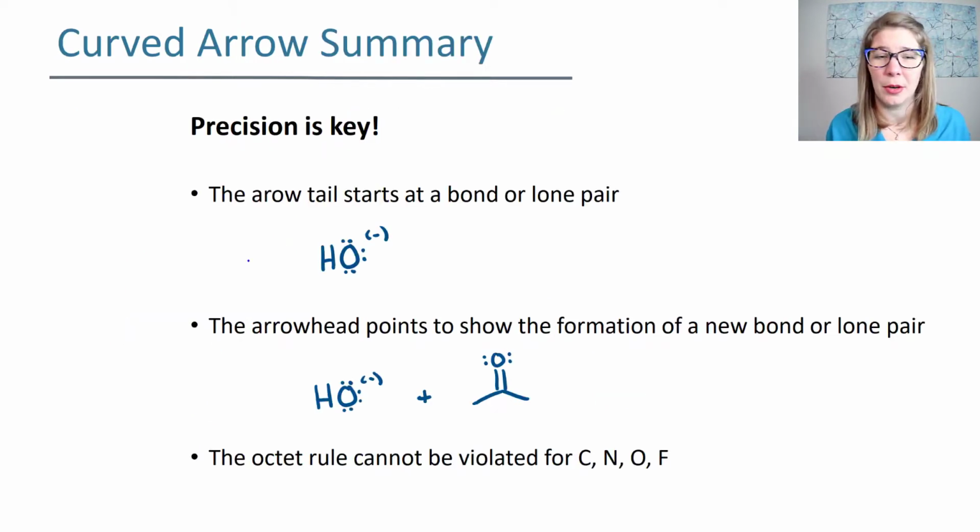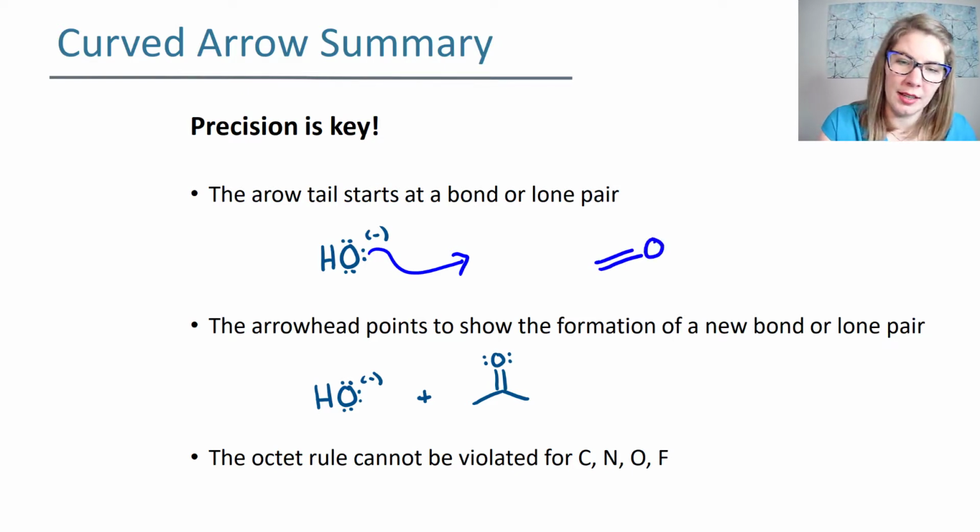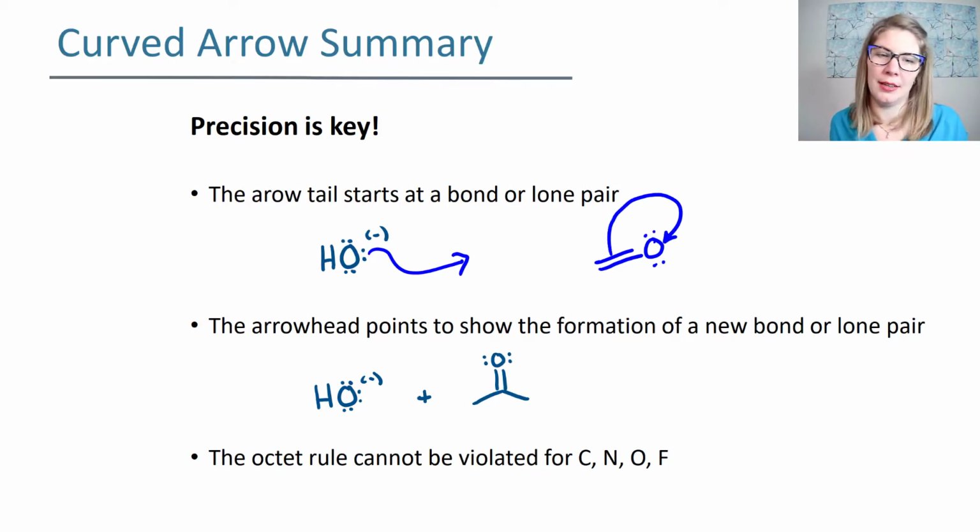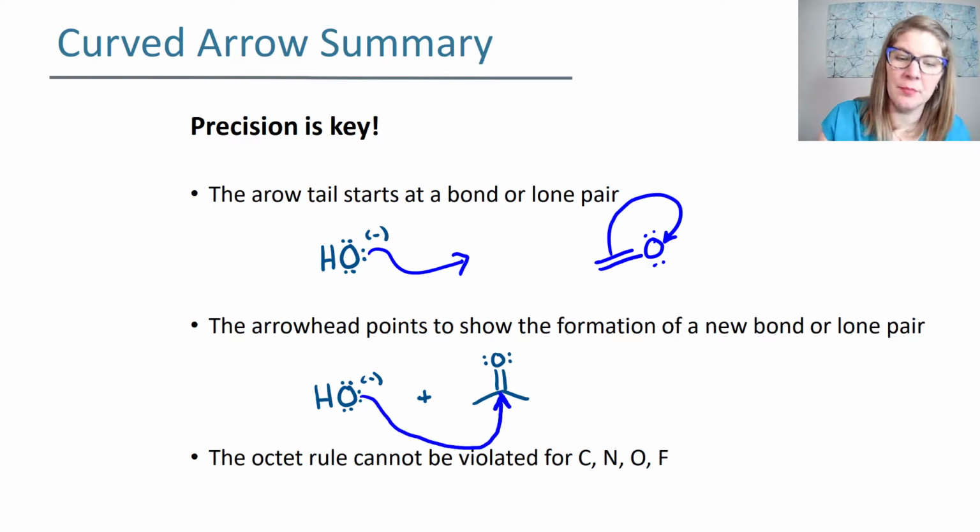Let's do a quick summary about curved arrows. When we are drawing our curved arrows, make sure your arrow tail is always starting at a bond or a lone pair. If it's starting at a lone pair, just pick one and make sure your arrow tail starts there. If you're starting at a bond, like if we're going to do something like this, start your arrow tail at the middle of a bond. Where your arrowhead points is going to show the formation of a new bond or a lone pair. So if I want to point to this carbon, that's saying form a bond to that carbon.